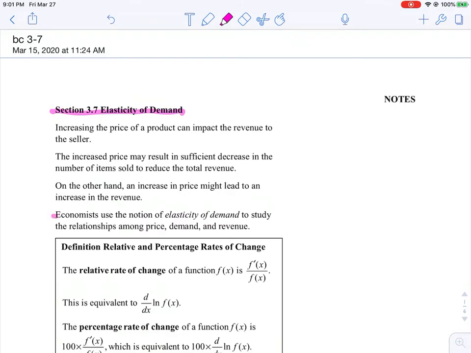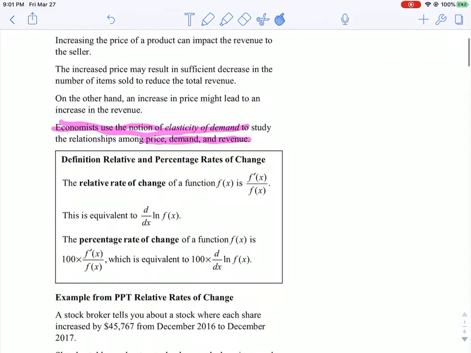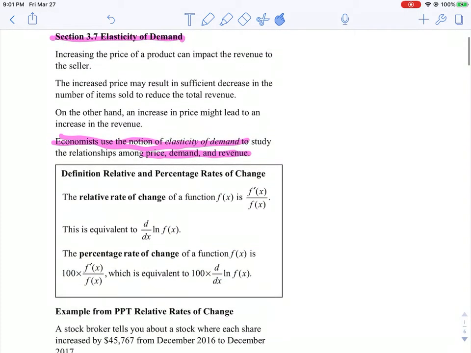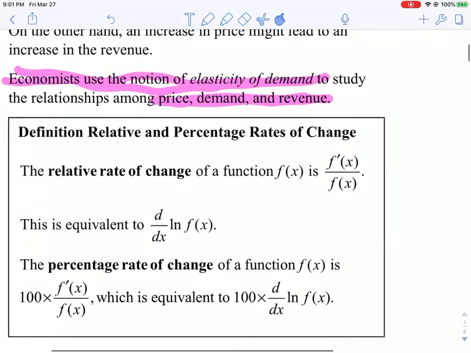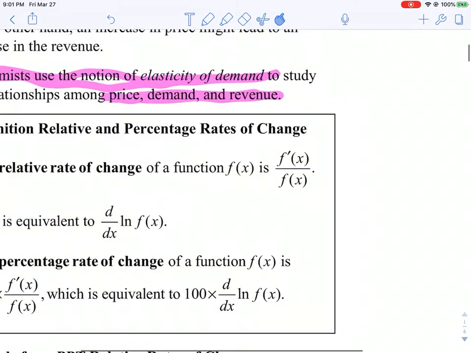Elasticity of demand. We use the notion of elasticity of demand to study our relationships between price, demand, and revenue. So first, in order to define elasticity of demand, we have to look at relative rate of change.